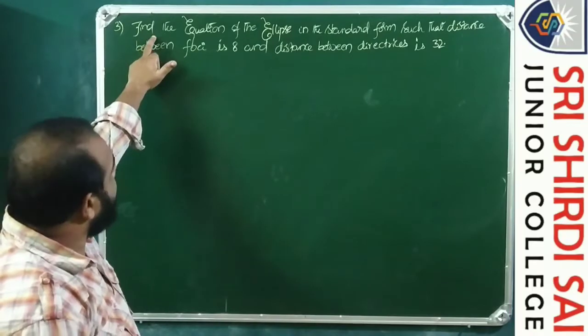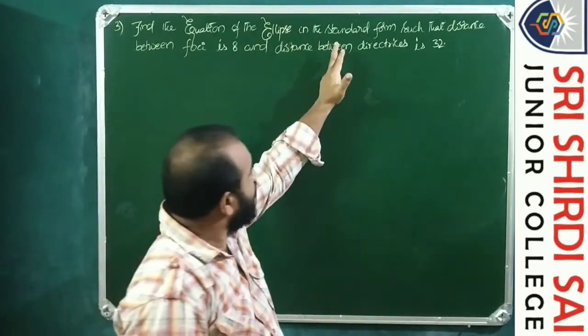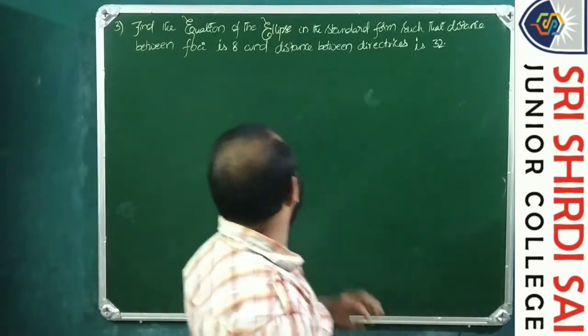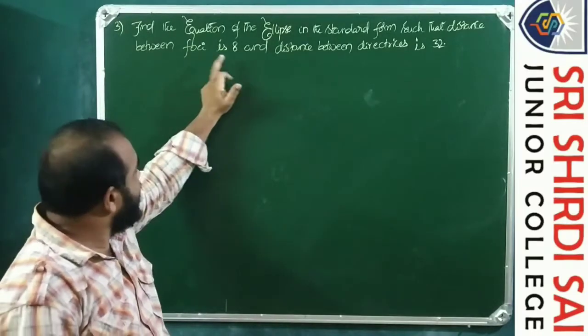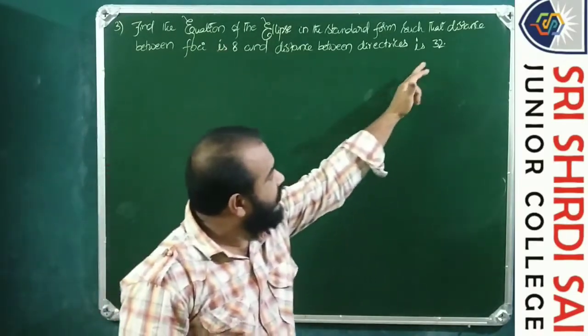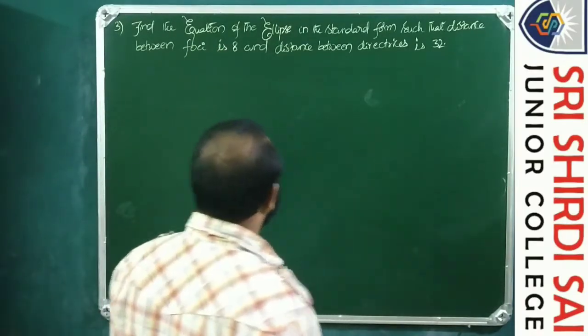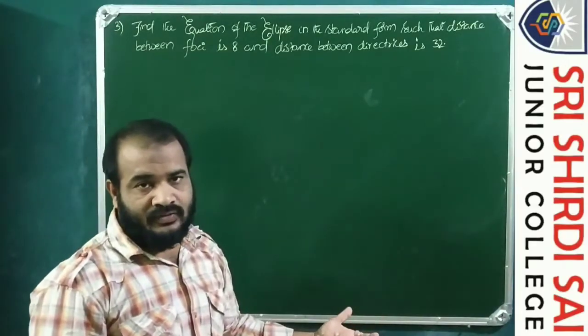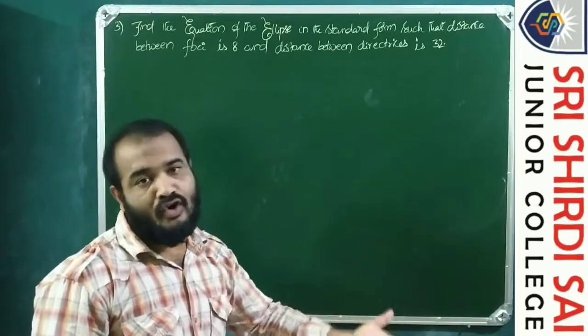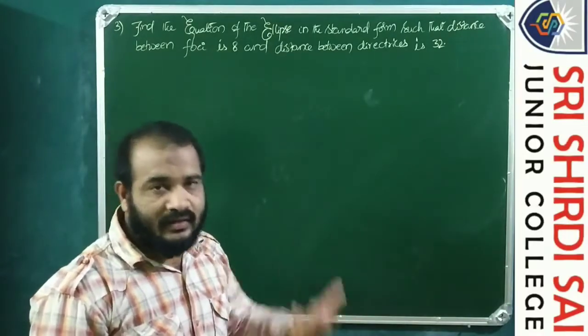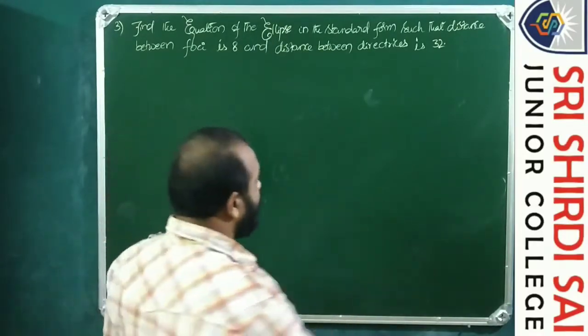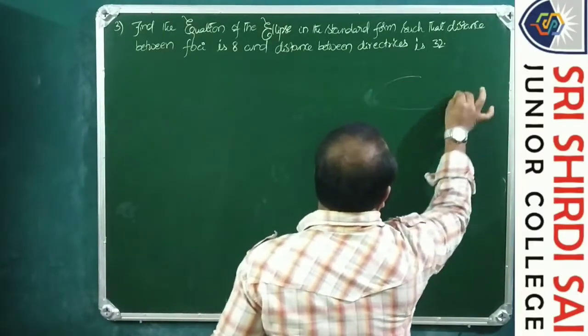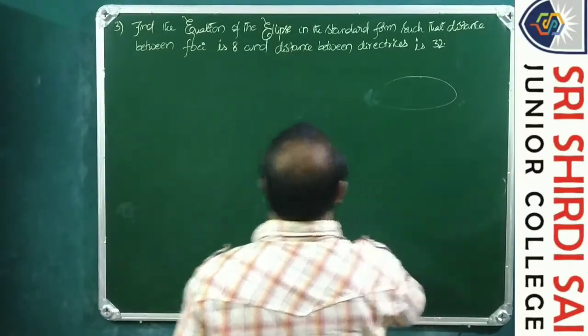Third question, find the equation of the ellipse in the standard form such that distance between foci is 8 and distance between the directrices is 32. Since a special case is not given, what I mean is A greater than B or A less than B, let us take A greater than B only. That means this is the ellipse.